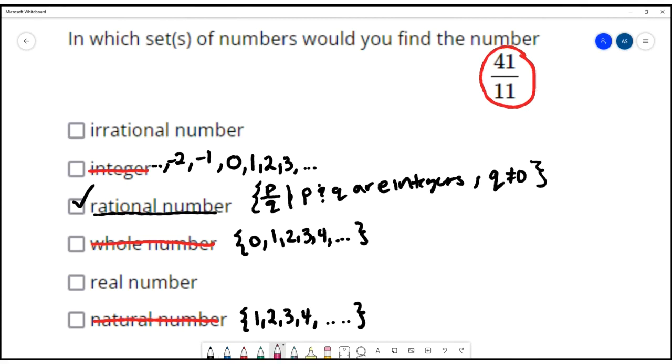This also allows us to eliminate irrational numbers. Irrational numbers are any numbers that are not rational. We just said 41 over 11 is rational, so it's not irrational. Finally, we have our real numbers. Real numbers are any numbers that we can put on the number line. That includes decimals, fractions, radicals, anything, you name it, except for imaginary or complex numbers. So 41 over 11 is a real number and a rational number.